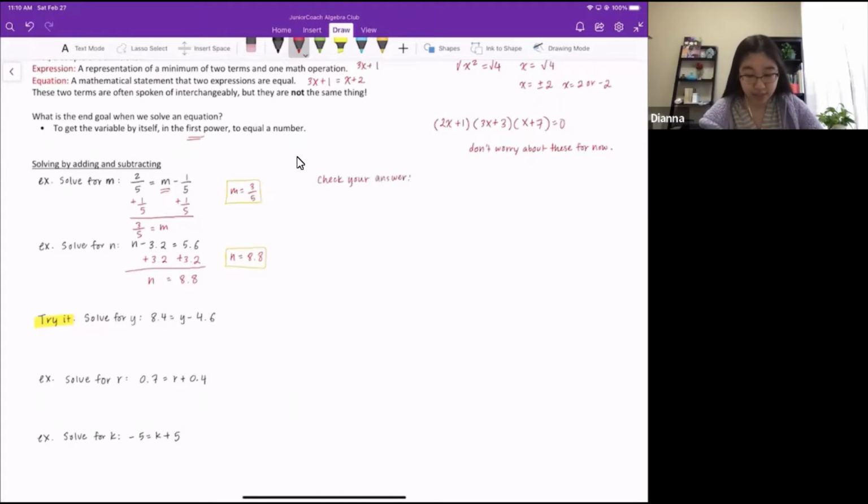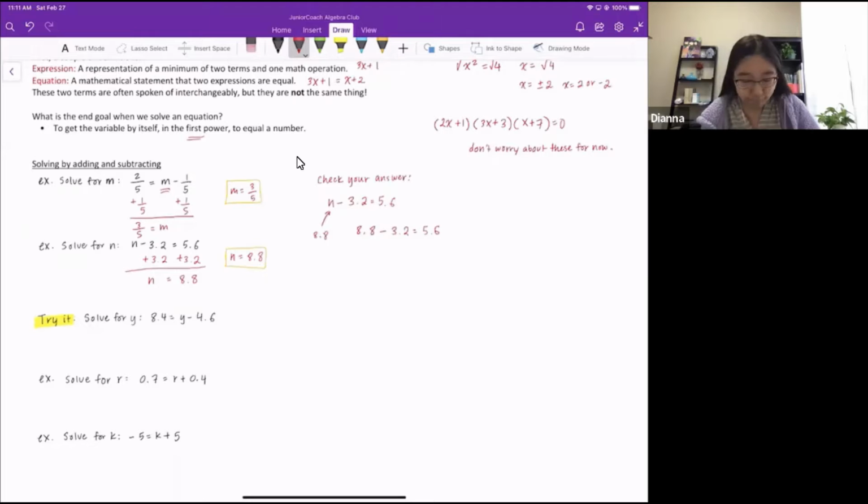So I'll use the second example, n equals 8.8. I will substitute the 8.8 back into my original equation. So what I mean by that, n minus 3.2, this was my original equation, right? I will substitute 8.8 for n. So then what I get, sorry, it's kind of not aligned perfectly, 8.8 minus 3.2 equals 5.6. And basically just ask yourself, is this right? Does 8.8 minus 3.2 equal 5.6? Yes, it does. So that means that you did it correctly. And you can use this literally in any equation you solve, as long as it's not that tough. Otherwise, then you might need to use a calculator.